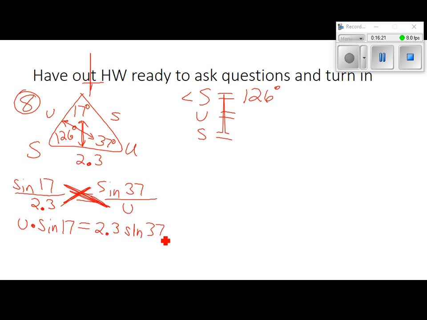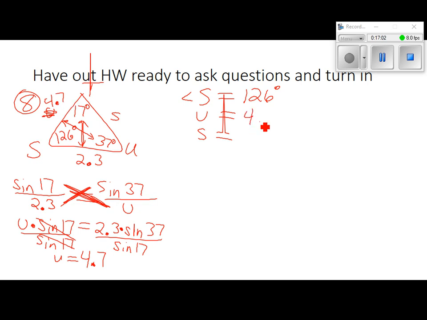Which side's the variable on? Left, what's with it? Sine 17. So we divide both sides by the sine of 17, these cancel out, you're left with just little u equals, do this whole thing on top, 2.3 times the sine of 37, hit equals, and then divided by the sine of 17. 4.7. Anybody else get 4.7? So little u right here is 4.7.